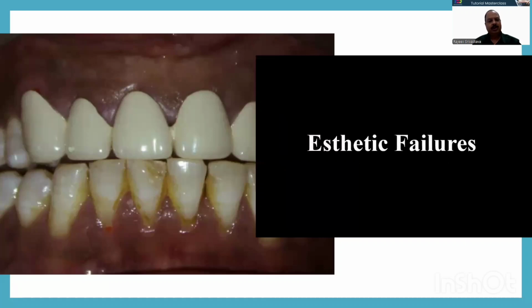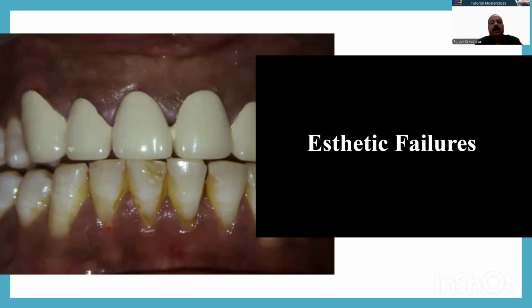Then coming to the aesthetic failure. In the bridge which has been given here, you can see all the aesthetic failures. First, there is no shade matching because there is some staining and discoloration of the mandibular teeth, but the teeth given in the maxillary arch are of the same shade. No attempt has been made to stain them.